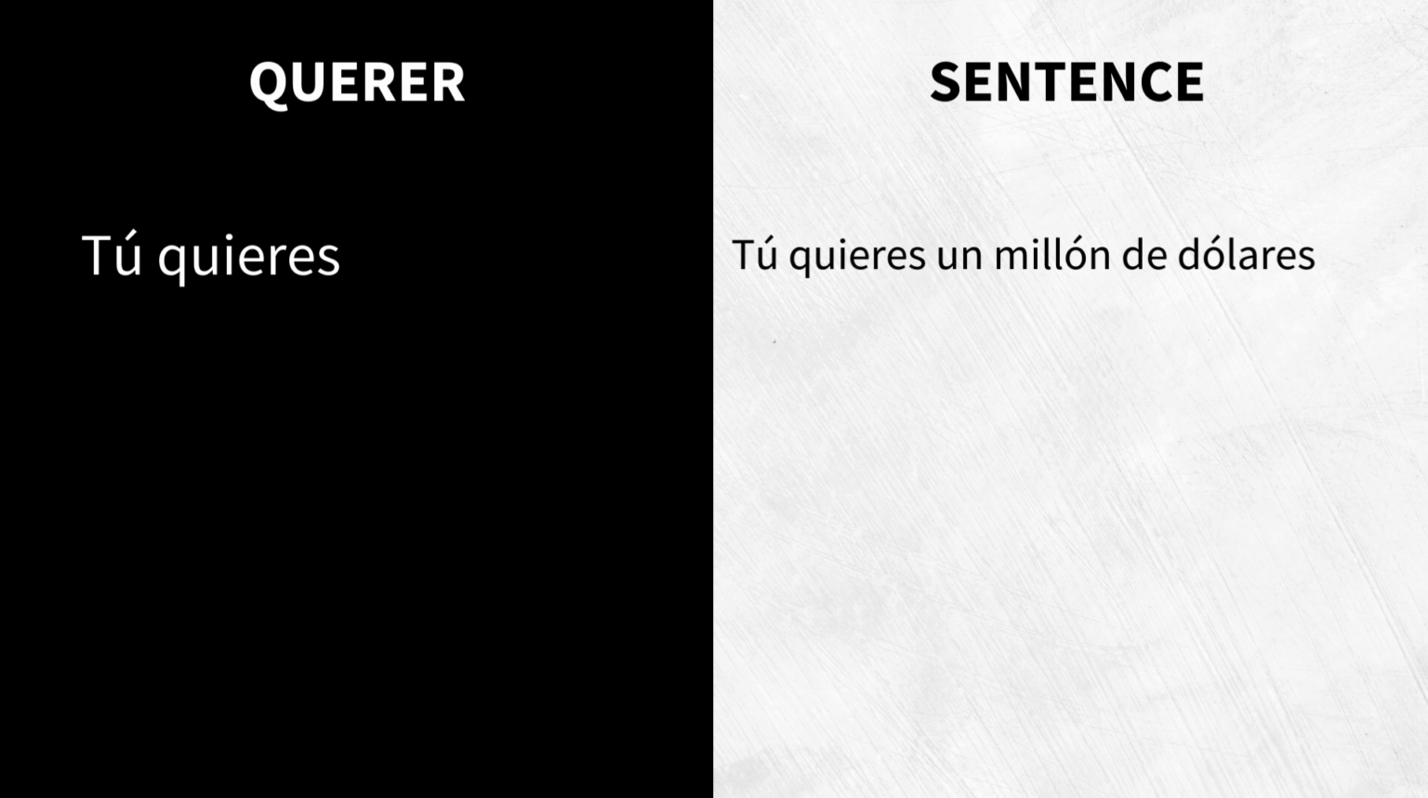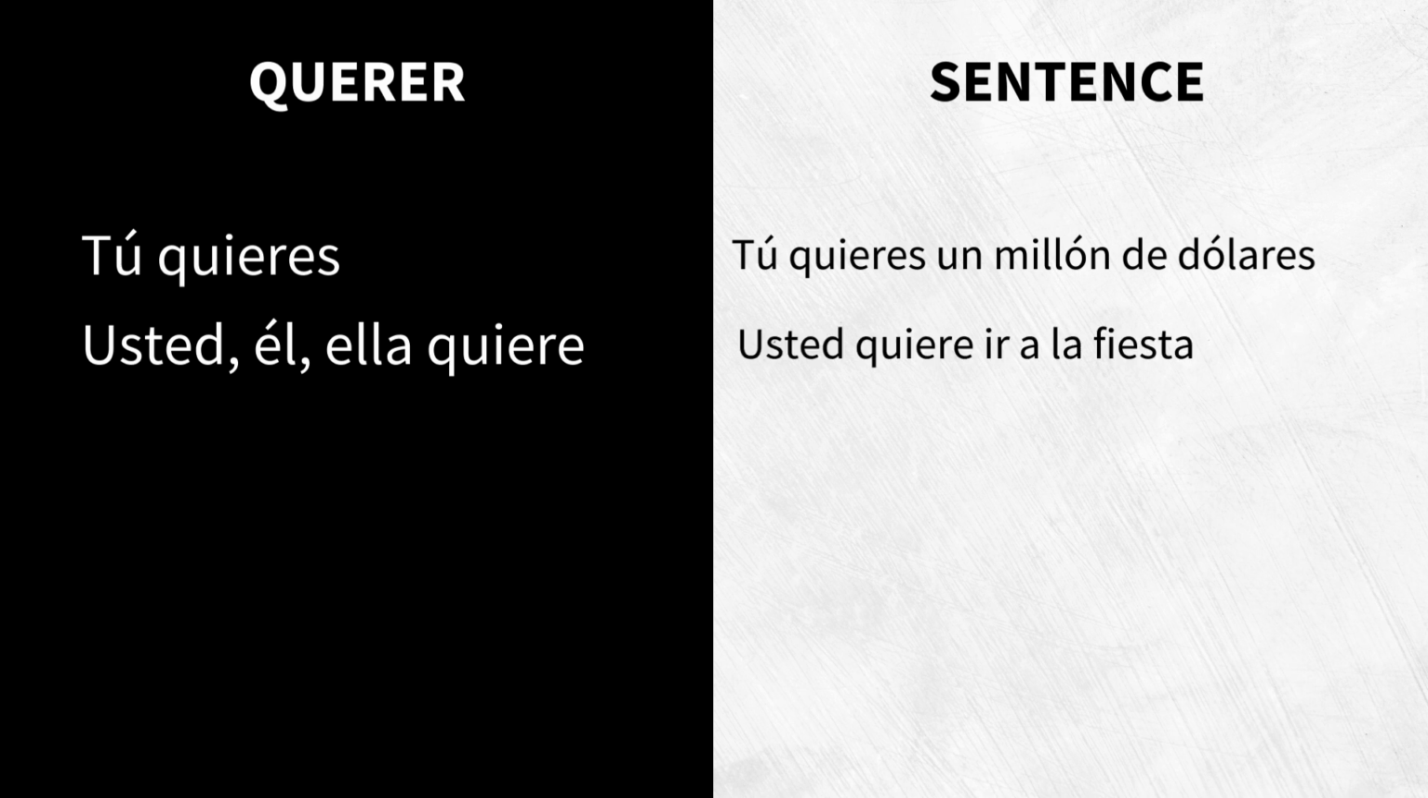You can also use these structures with other persons. You just need to learn the verb conjugation of querer, but everything else stays the same. In this example, you want, for the informal you in singular form, is tú quieres. Tú quieres un millón de dólares. You want $1 million. For usted, the formal you, él, he, or ella, she, will use quiere. Usted quiere ir a la fiesta. You want to go to the party.